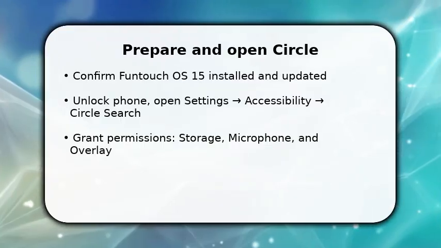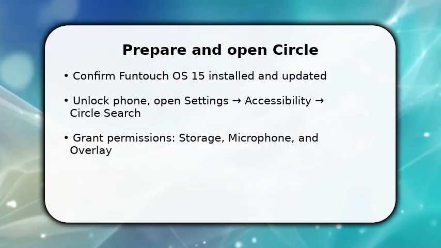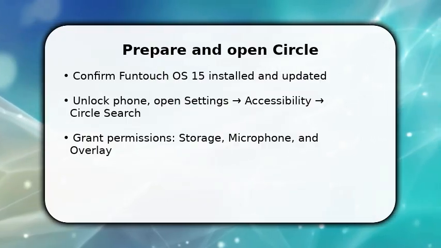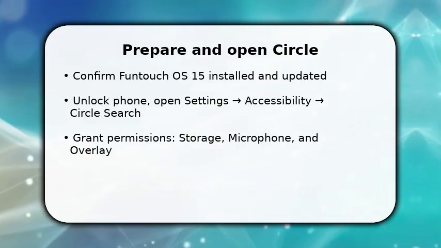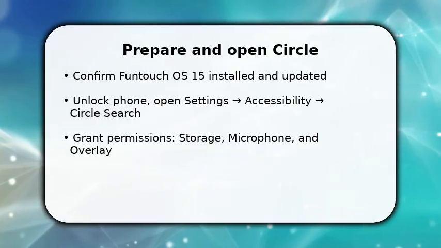You start by verifying prerequisites. Funtouch OS 15 with updates and required permissions. Once done, unlock the device and go straight to Settings. Tap Accessibility and locate Circle Search.